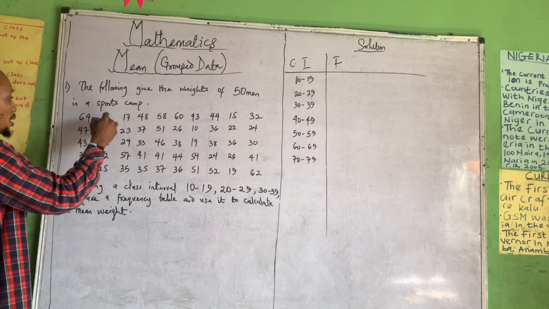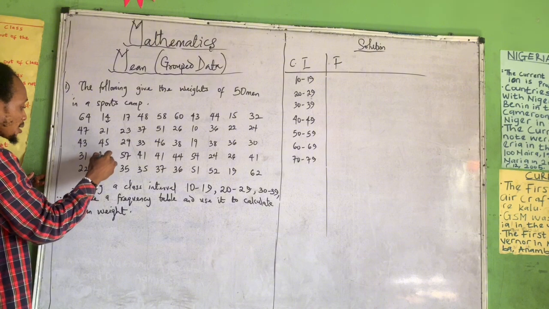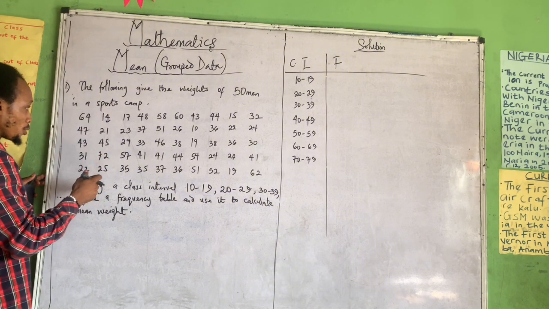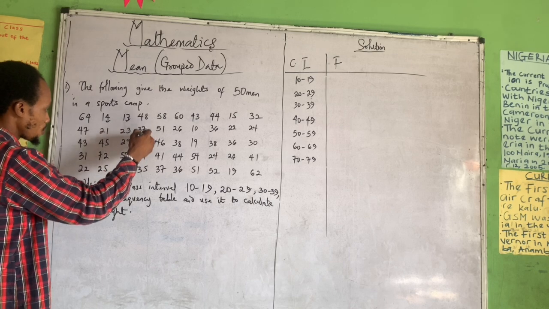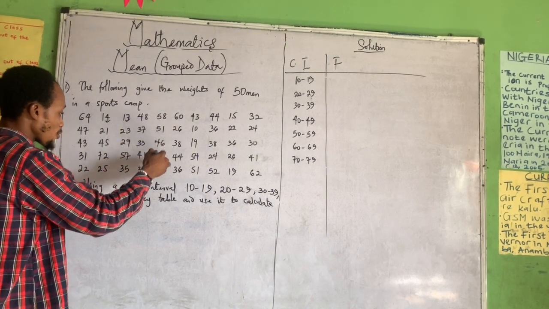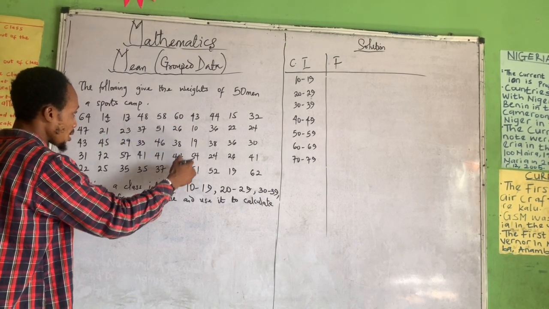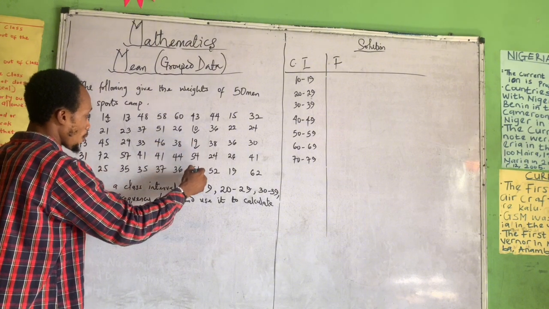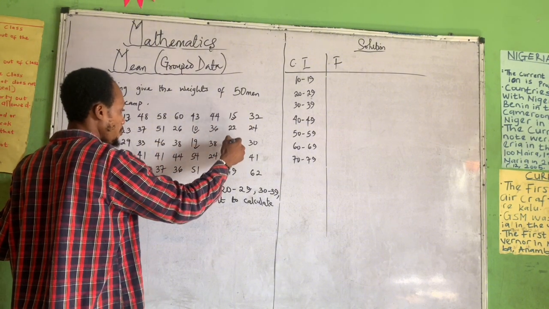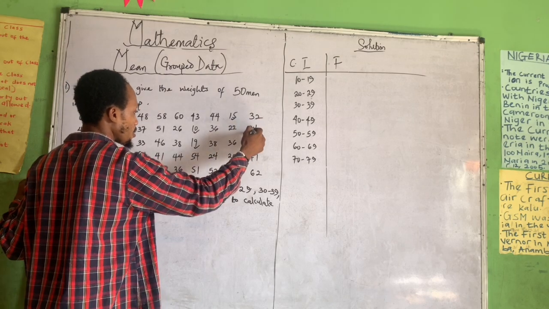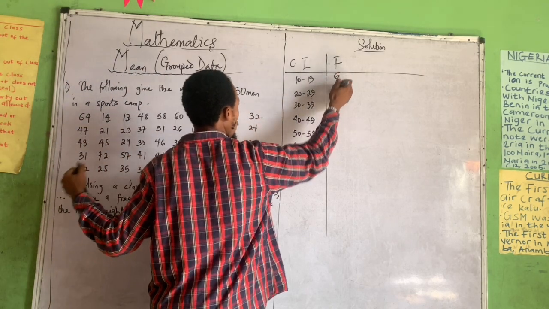No. From here to here, we have 1, 10 to 19. Just 1 in this column. We have another one here, 2. You have to be very careful. 10 to 19, we have 3, 4, 5, 6. So we have 10 to 19, frequency is 6.